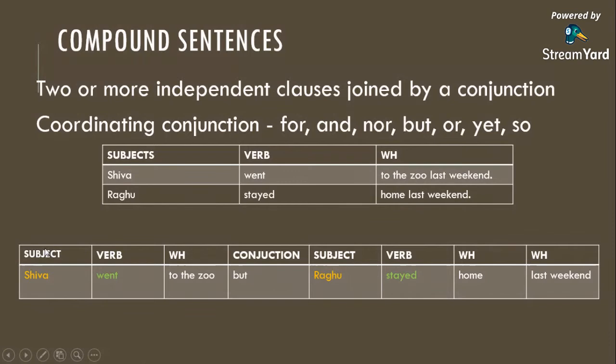Subject, we have Shiva, and we also have Raghu. Then we have verbs, went and stayed. Adverbial 1, to the zoo. Adverbial 2, home. Conjunction, but. And the same adverbial of time, last weekend. So we don't write it two times. We don't need to say Shiva went to the zoo last weekend, but Raghu stayed home last weekend. We don't need to write that.